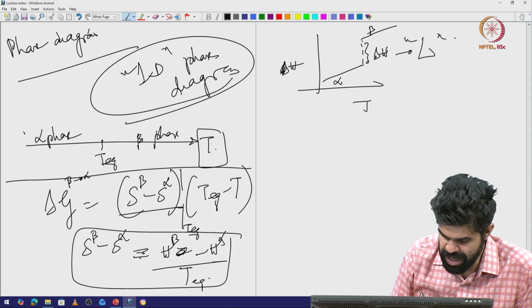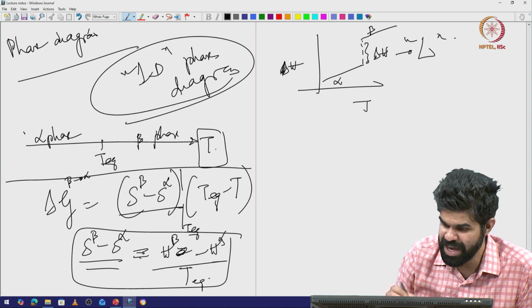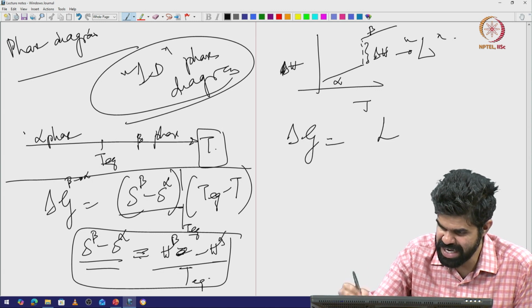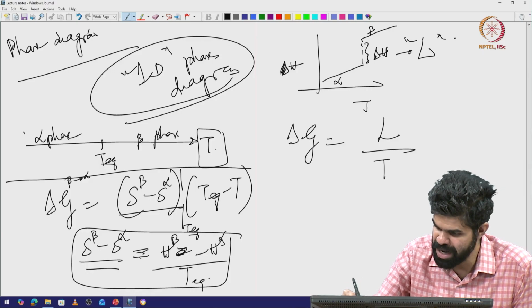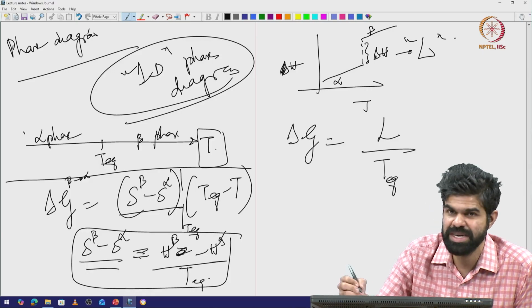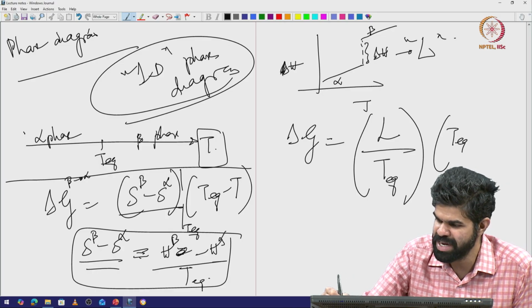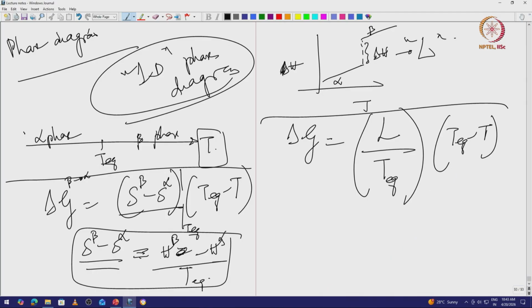So, instead of writing S beta minus S alpha, I can also write it as delta G equal to some latent heat term divided by T melting point or T equilibrium, times T equilibrium minus T, right. Latent heat is a positive number, T equilibrium is a positive number. If this is a positive number, I have a finite driving force for the alpha phase to form. If this is a negative number, then I have a finite driving force for the beta phase to form, or alpha will not form. Okay.